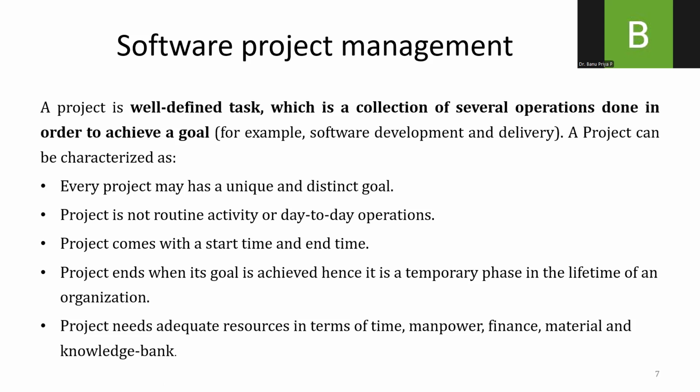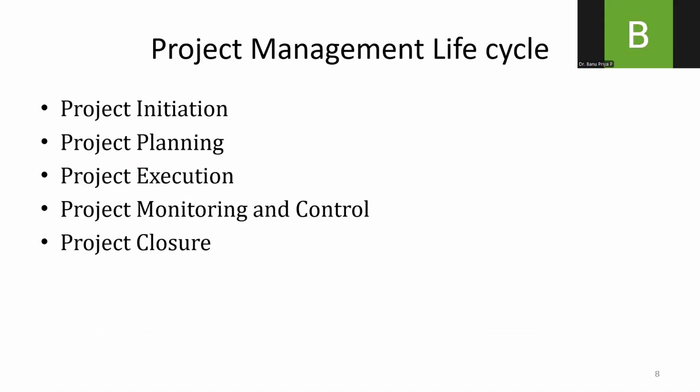Hence, the final goal should be an achievable one within the deadline. The project needs adequate resources in order to achieve such a goal in terms of time, manpower, finance, that is budget, materials, and even knowledge. Yes, software project management has a proper life cycle. The phases are initiation, planning, execution, monitoring, and closure.